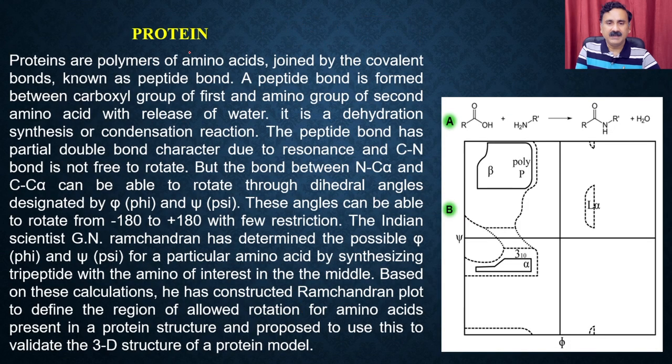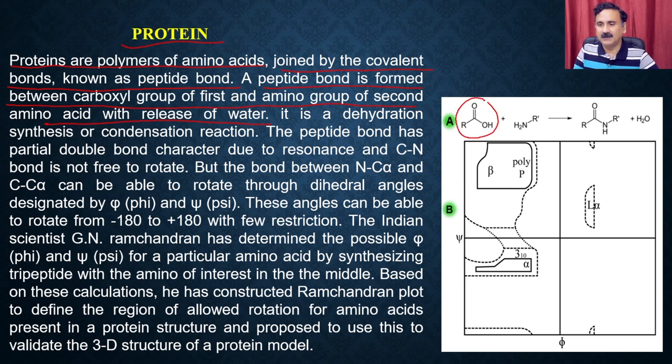As we discussed, proteins are polymers of amino acids. They are joined by a covalent bond known as the peptide bond. A peptide bond is formed between the carboxyl group of the first and the amino group of the second amino acid with the release of a water molecule.